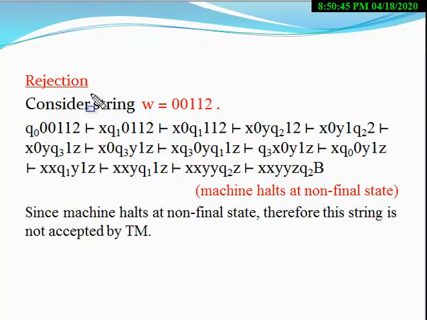So now in the rejection part we have considered a string which does not belong to the set. So clearly this string does not belong to the set, right? Because the number of 2s is not equal to the number of 0s and 1s. So in this case the machine must reject this string. If the machine rejects this string, it means the machine works correctly. Now look, we apply the same process here.